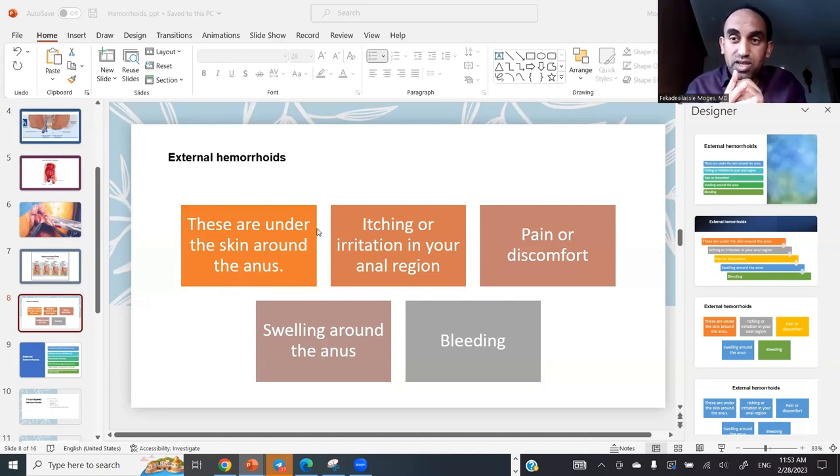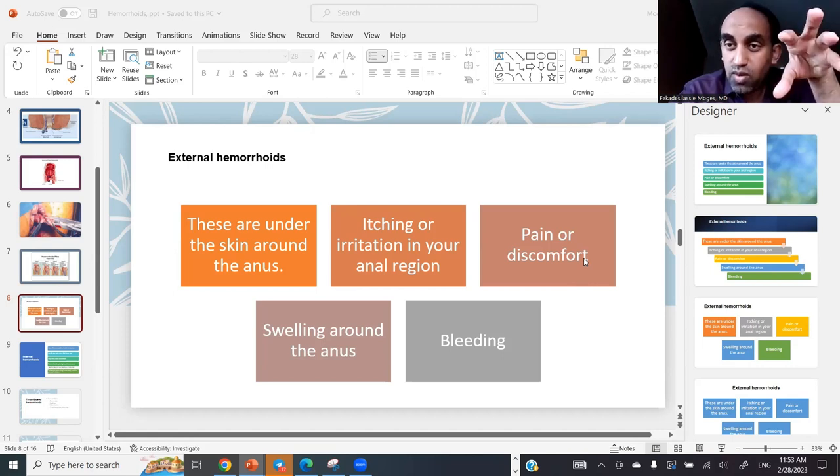So sometimes, when there is this dilatation, people might have some degree of incontinence to fecal matter, so something might be leaking. And then that brings about skin irritation around the anal region. So irritation, itching, and all that can be the presenting complaint. They may bleed. They may be very painful when they get thrombosed.